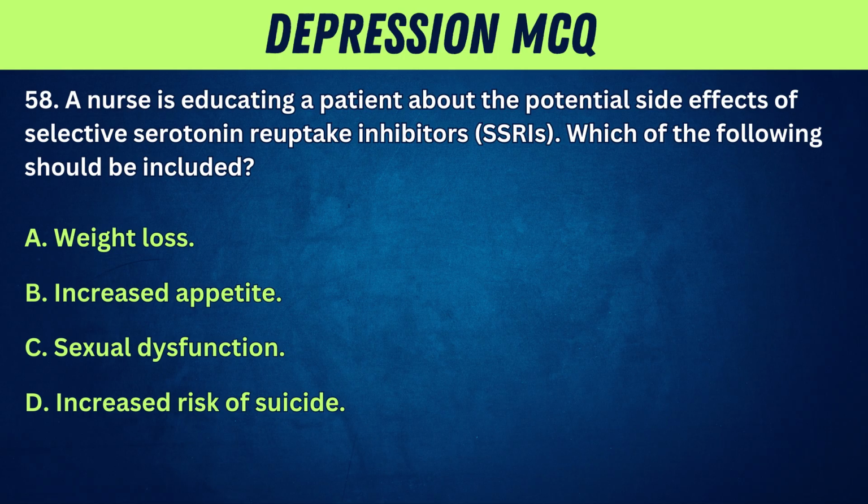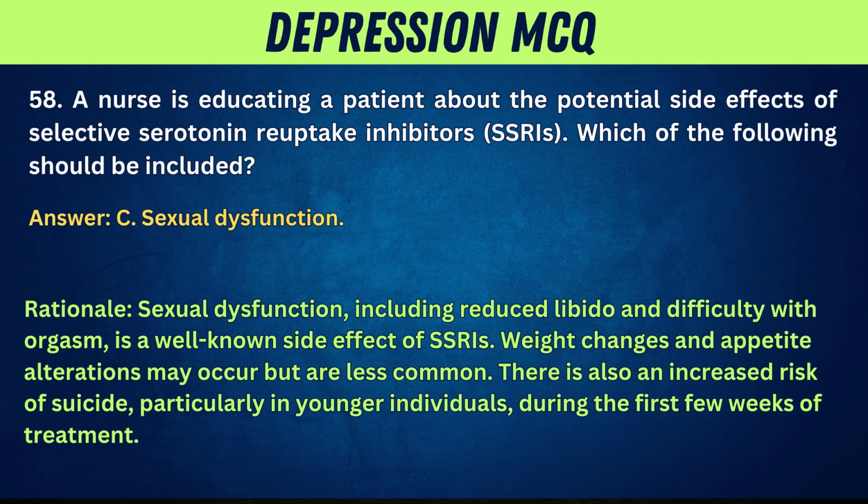58. A nurse is educating a patient about the potential side effects of selective serotonin reuptake inhibitors, SSRIs. Which of the following should be included? A. Weight loss. B. Increased appetite. C. Sexual dysfunction. D. Increased risk of suicide. Answer: C. Sexual dysfunction. Rationale: Sexual dysfunction, including reduced libido and difficulty with orgasm, is a well-known side effect of SSRIs. Weight changes and appetite alterations may occur, but are less common. There is also an increased risk of suicide, particularly in younger individuals, during the first few weeks of treatment.